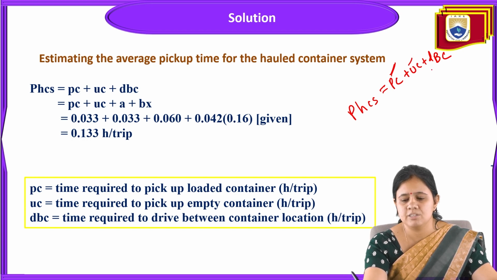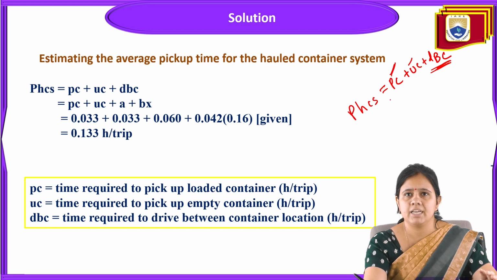And DBC represents the time required to drive between container locations, meaning this is the hauling time, like the total distance the vehicle is covering during the whole operation system. PC is the time required to pick up the loaded container. UC is the time required to pick up an empty container per hour per trip. And DBC is the total time required to drive between the container locations, so it is per hour in a trip.